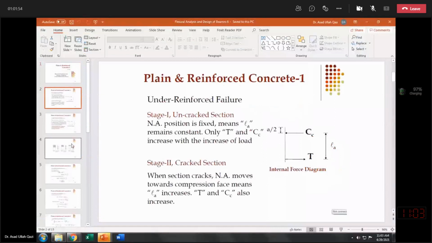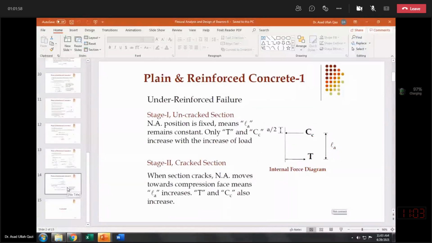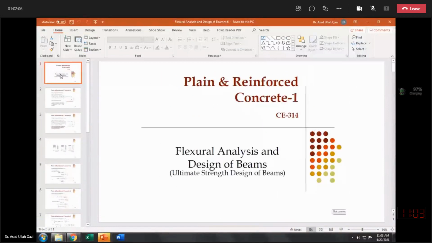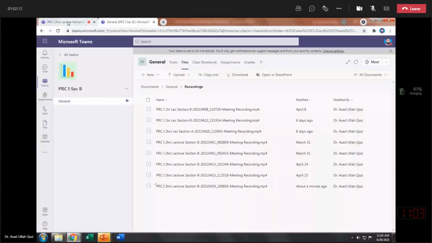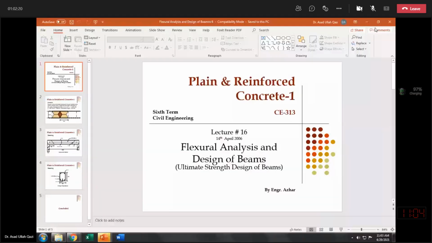Before we start design problems, a few more important slides are there which I want to discuss today, and then we can continue with the design of the cross sections. So after break, I will start from this slide onwards. So if you have any question, you can raise your hand, or you can open your mic and directly question me.